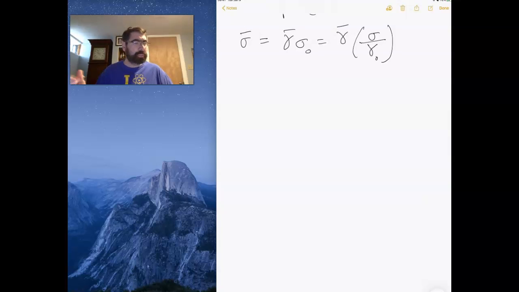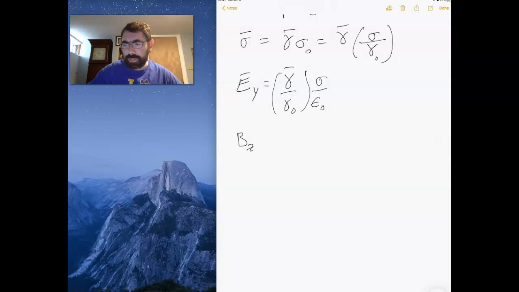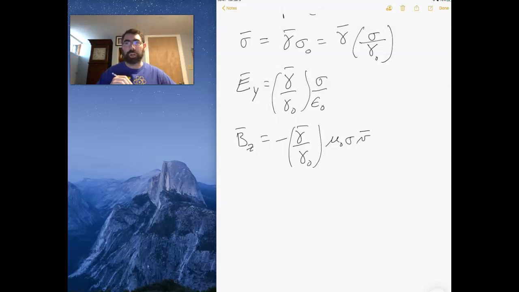So now let's start applying that to fields. If we look at the measurement of the electric field in S bar with respect to the rest frame, then that would give me gamma bar over gamma 0 sigma over epsilon naught. The magnetic field measured by S bar with respect to the rest frame is minus gamma bar over gamma 0 mu 0 sigma v bar. Since we have a gamma bar over gamma 0, let's work that out.